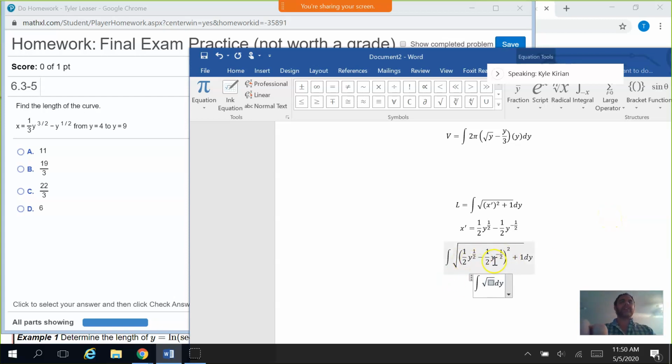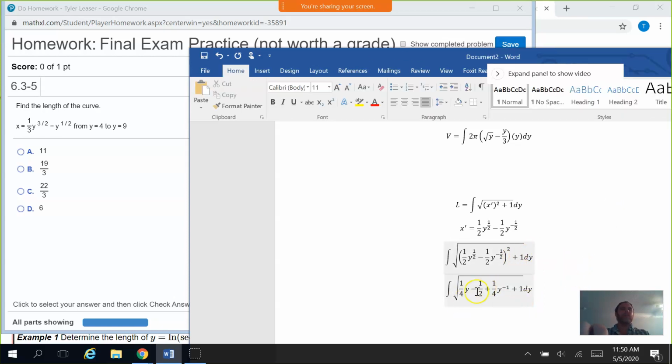So just foiling this all out, we have 1/2 y to the 1/2 times another 1/2 y to the 1/2, which is 1/4 y. That's going to be minus, multiplying these two things together, the y to the 1/2 and the y to the negative 1/2 cancel out, and we just get a negative 1/4, but there's two of those because of the FOILing process, so 1/4 plus 1/4 is 1/2. That's going to be plus the last term multiplied by itself, which is 1/4, and then just y to the negative 1. And then don't forget the plus 1 out here.